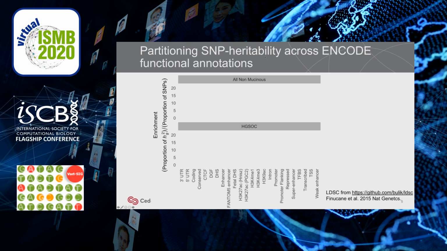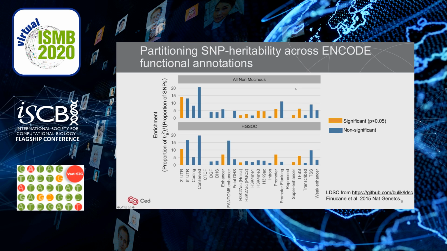SNP-heritability shows how much variation of the disease in the population can be accounted by SNP variation. So this way we can take the linkage disequilibrium into account.